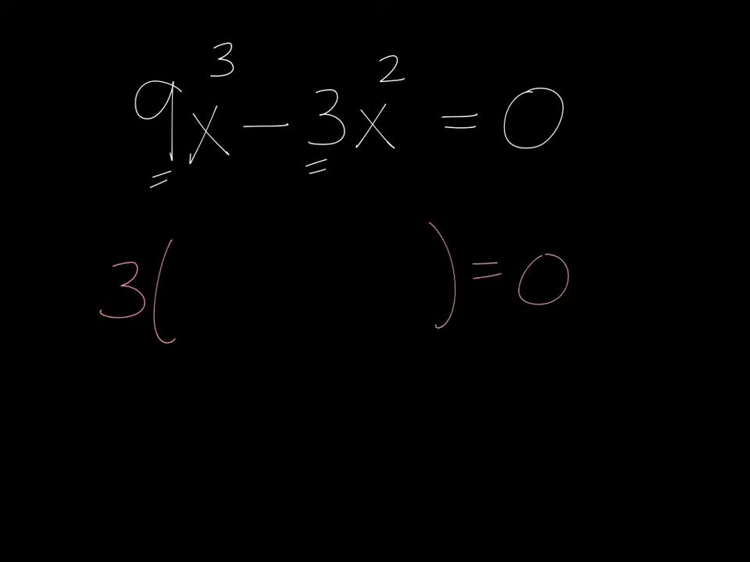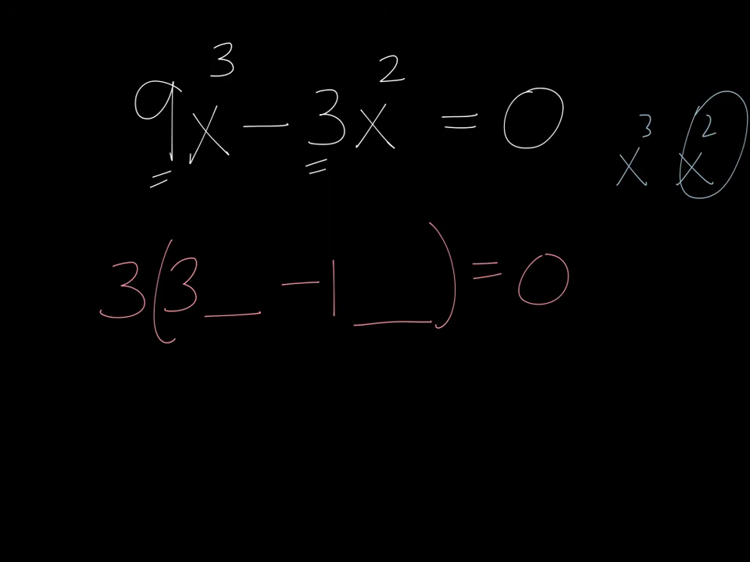If I divide 9 by 3, I get a 3. There's still going to be some x's. If I divide this minus 3 by 3, I'm going to get a minus 1. And there's still going to be some x's. So let's see what else we can take out of this problem. What's the greatest amount of x's that you have in both of these terms? One of them is an x cubed and one of them is an x squared. The most they have in common is x squared.